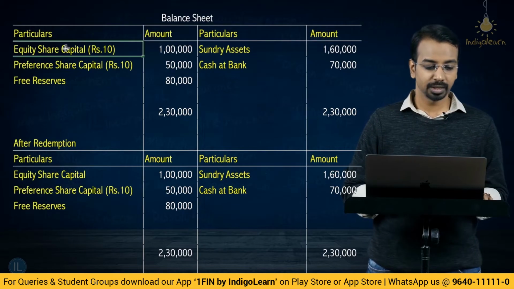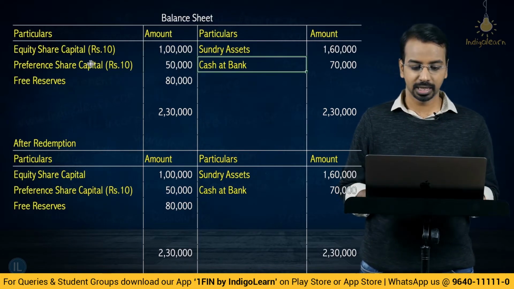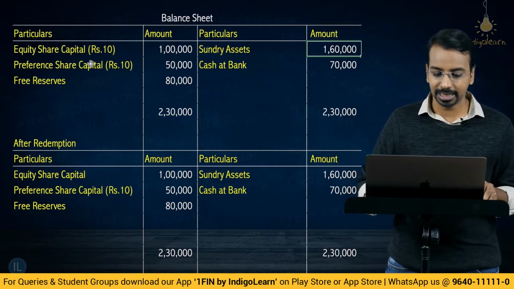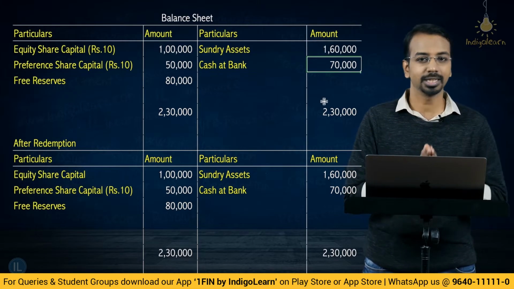So first, it's a very simple scenario. We have a balance sheet: equity share capital of 1 lakh, preference share capital of 50,000 and free reserves of 80,000, and we have sundry assets of 1,60,000 and cash at bank of 70,000. The total of the balance sheet is 2,30,000.